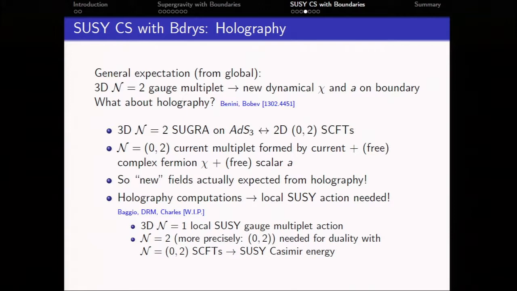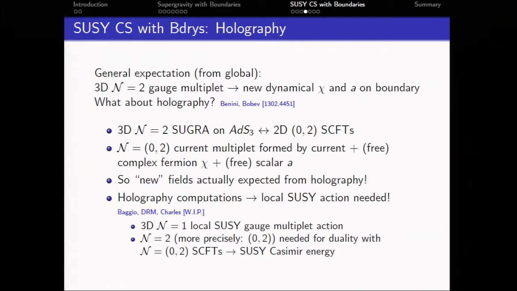If you have 3D N=2 supergravity on AdS, this is thought to be dual to some (0,2) superconformal field theory. In such a field theory, you have current multiplets. So if you have a gauge field in the bulk, this will be dual to a current on the boundary, and this current better sit in a current multiplet. Now, a current multiplet in the N=(0,2) theory, a right-moving current multiplet, is formed by the current and a free complex fermion and a free scalar.